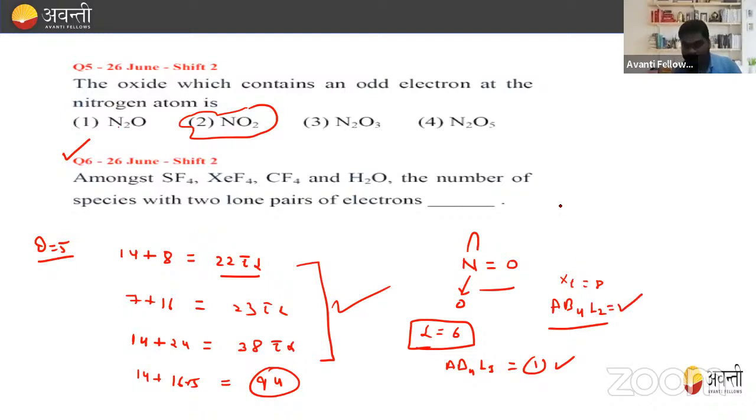If I'm talking about CF4, it has 4 bonds, so there is no lone pair of electrons. Now H2O. H2O has O, H, H, so it has two lone pairs. So only H2O and XeF4 have two lone pairs. The correct answer is 2. This is also a numerical integer value type question, so just write the answer. Out of these 4, only XeF4 and H2O have two lone pairs of electrons. I hope it is clear to everyone?